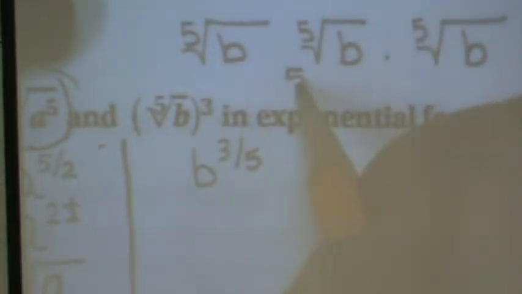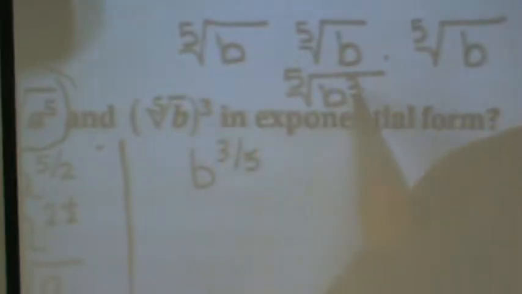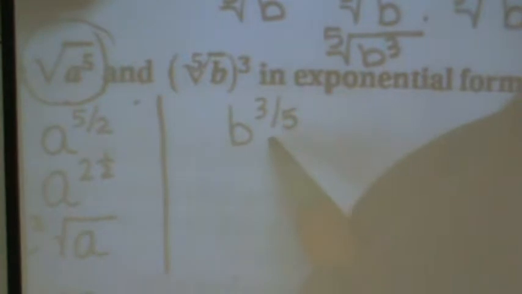And another one. You get that, Art? Yeah. You have 3 of these. So really, if they're all the same, you really have the 5th root of B cubed, which is B to the 3/5. You get that? So the final answer will be B to the 3/5. That's it. It's in exponential form.